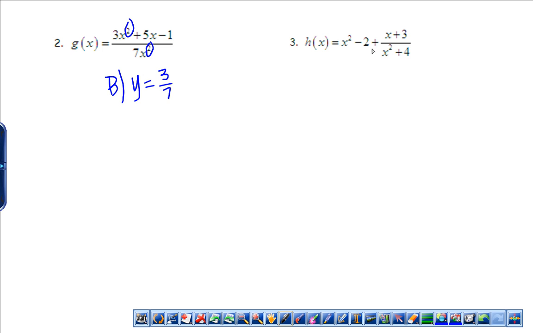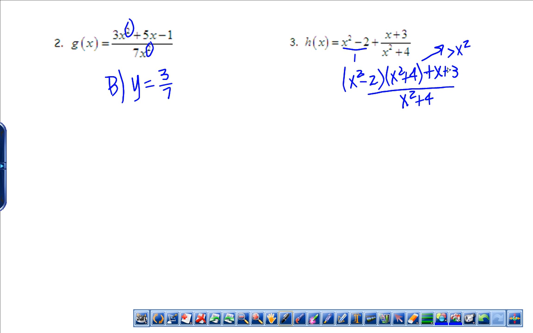But if I were to go ahead and rewrite this, meaning go ahead and find a common denominator, just to kind of show you what happens, this would be an x squared plus 4, and put that over x squared plus 4, then it looks like my top is going to end up to be greater than the x squared. So I'm thinking this is going to fall in the D range, which is going to be a polynomial, a parabola maybe. It's going to be greater than that x squared.